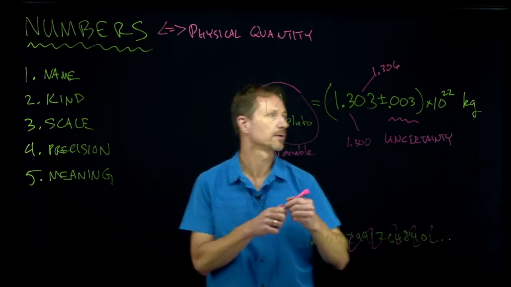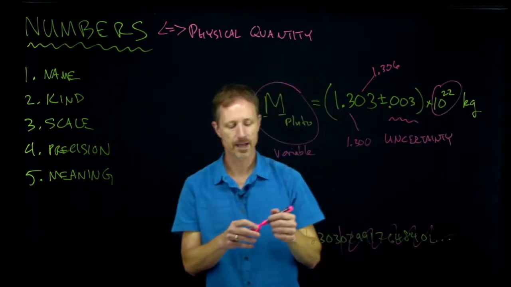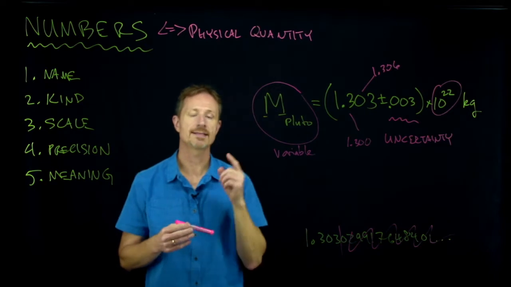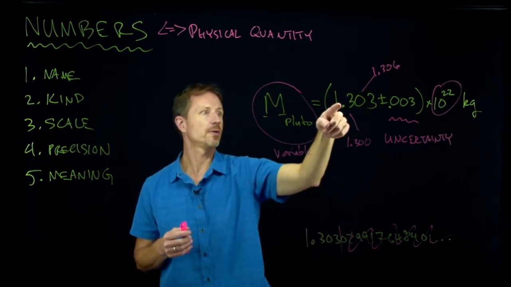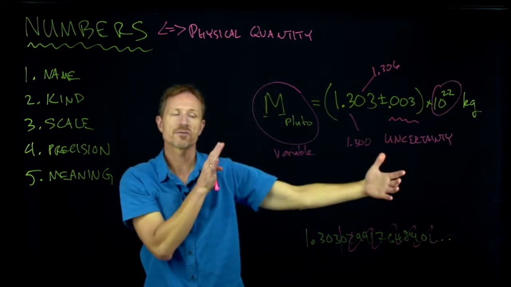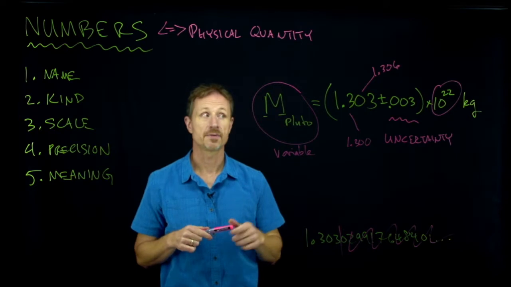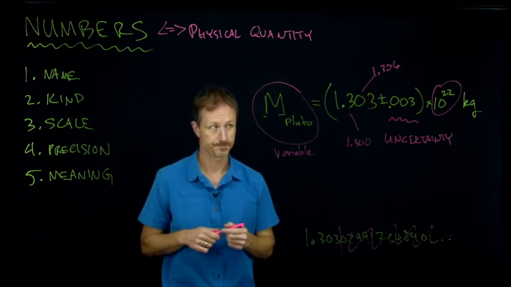OK. This part here says that everything in here is to be multiplied by 10 to the 22nd power. That means 10 times 10 times 10, 22 times. That's equivalent to moving this decimal point and this one over 22 places and padding out with zeros as necessary. Except this is a whole lot easier to write. It's called scientific notation. We will use it a lot.